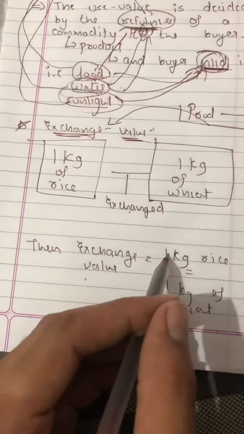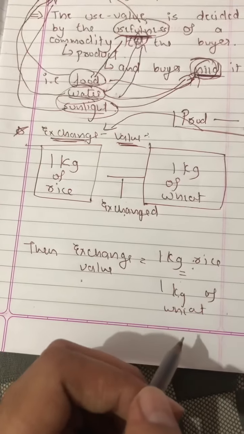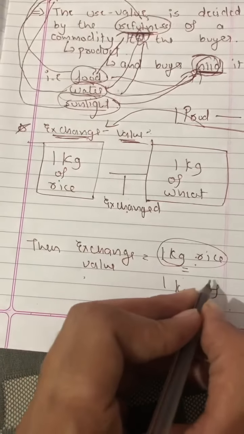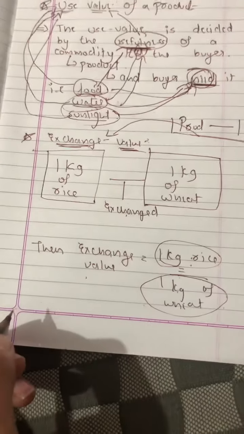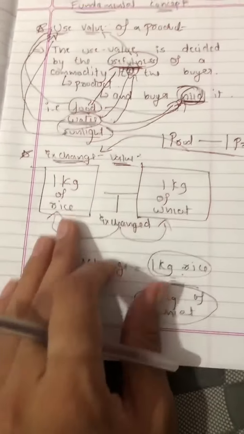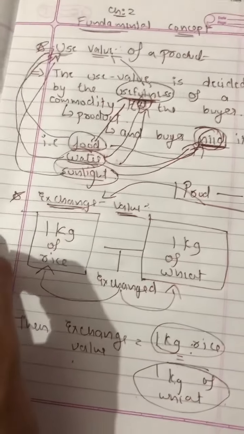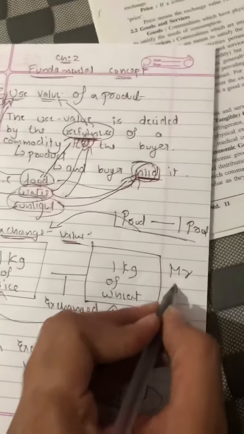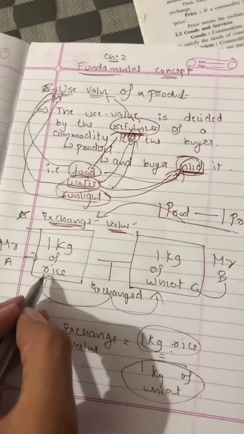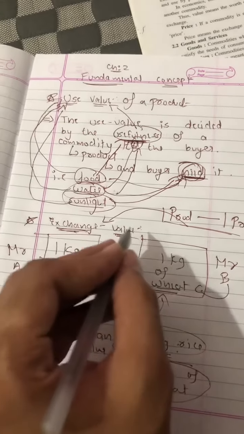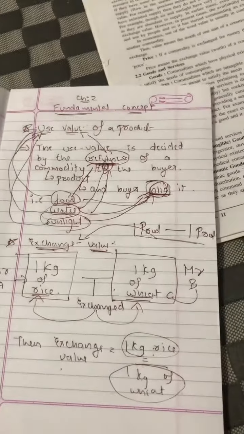Now over here, what is the exchange value? 1 kg of rice is exchanged with 1 kg of wheat. So exchange value is 1 kg of rice equal to 1 kg of wheat. Why? Because you can exchange rice with wheat. For example, Mr. A is having 1 kg of rice. Mr. B is having 1 kg of wheat. So rice can be exchanged with wheat, and this is called exchange value.